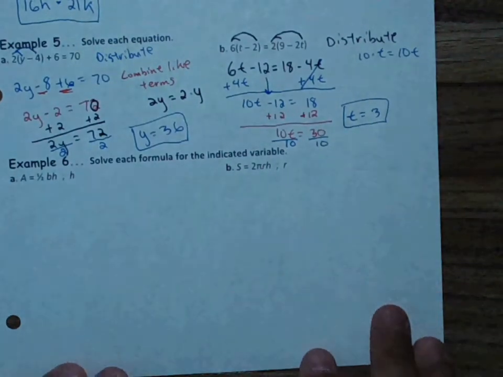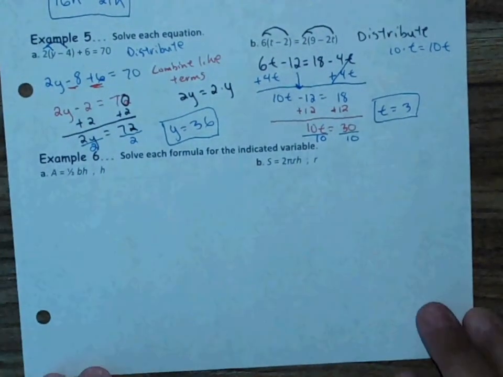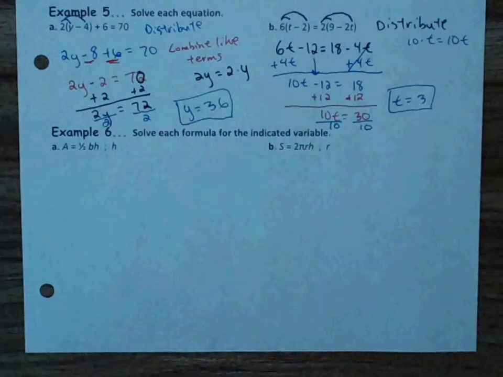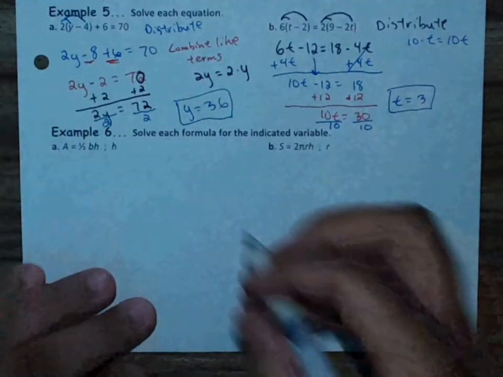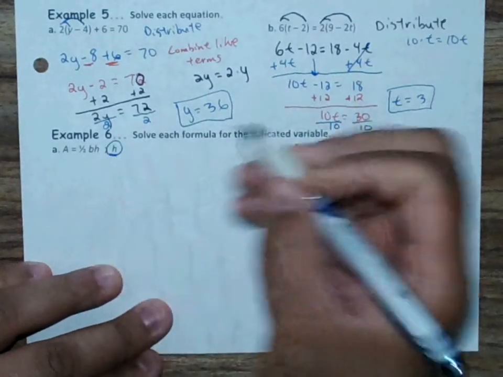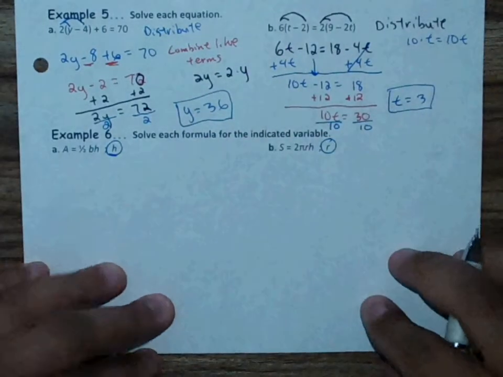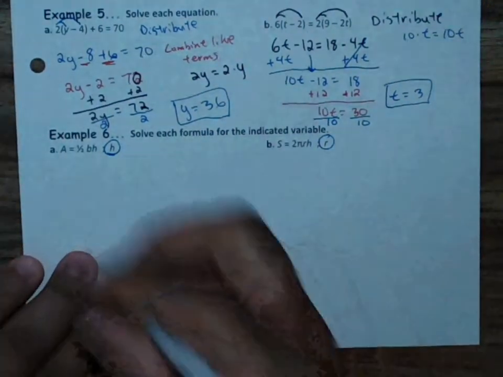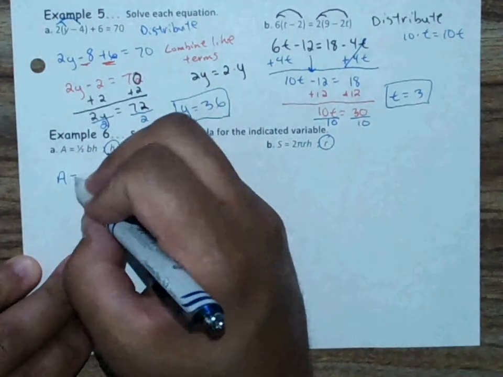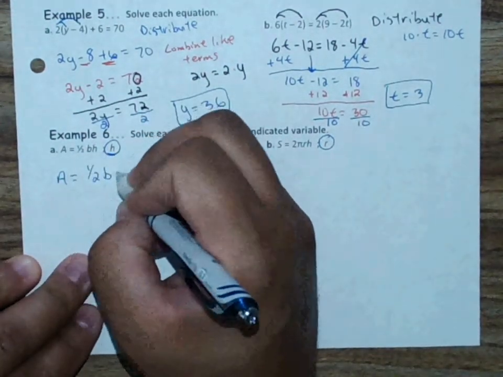So for example 6, we don't have very many numbers. All we're going to do is just manipulate our equations to solve for the given variable. So here we're looking for h, and here we're looking for r. I'm going to rewrite it just so it's a little bit bigger. The h.